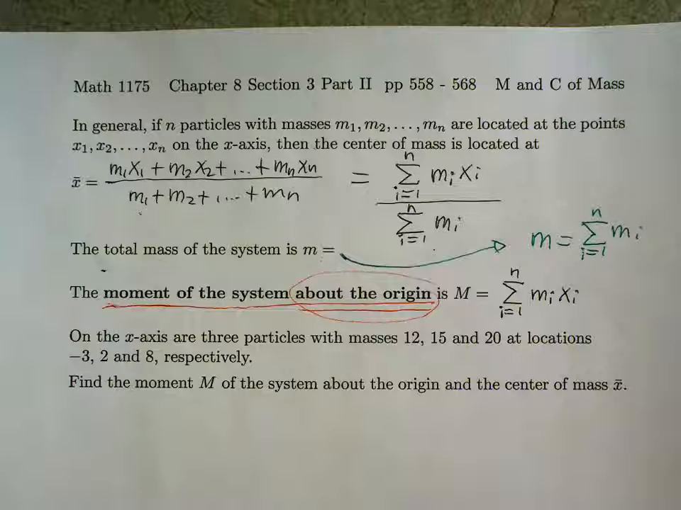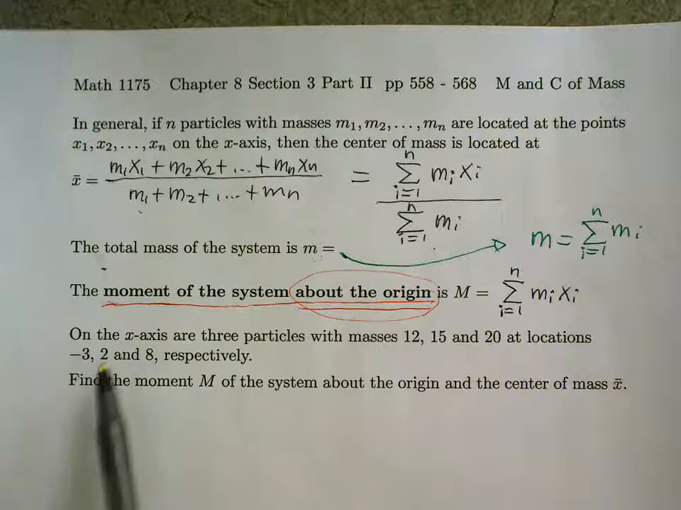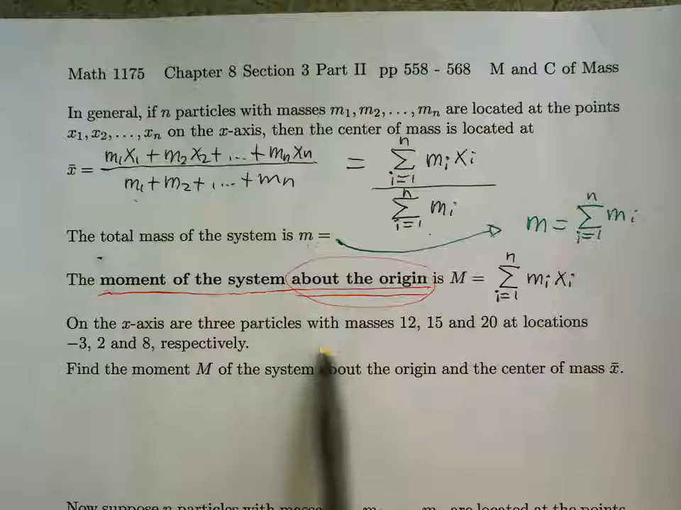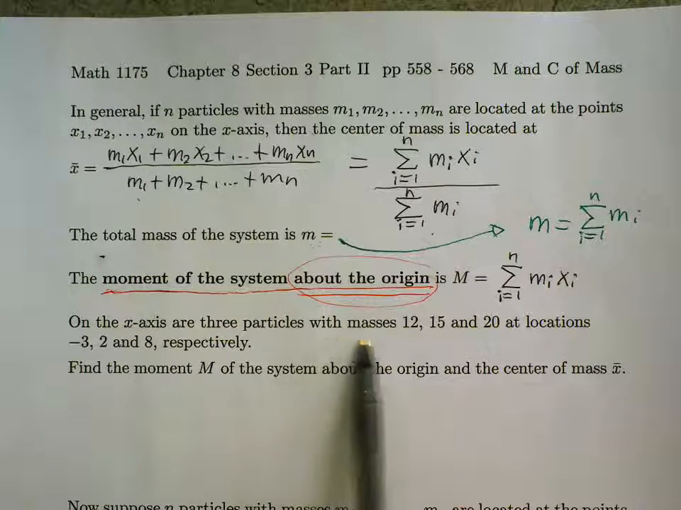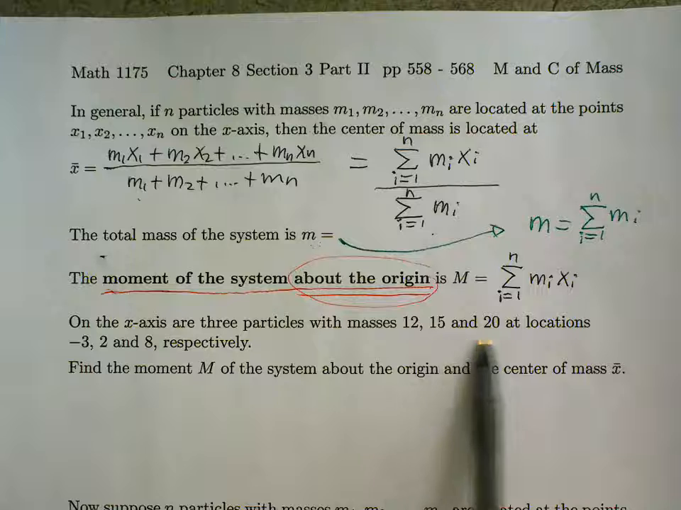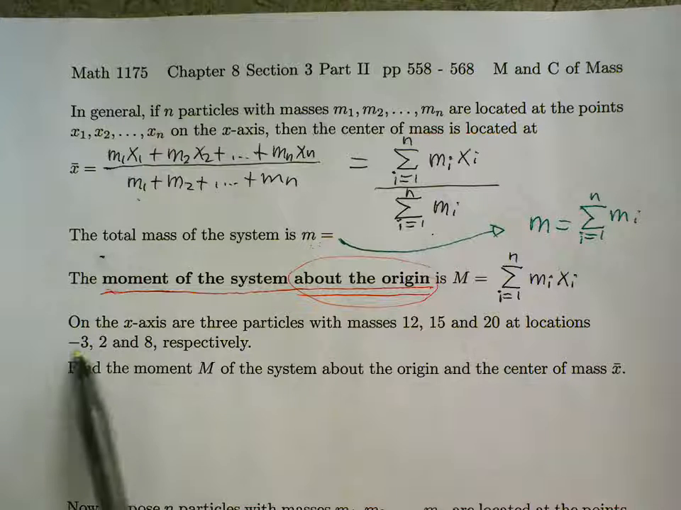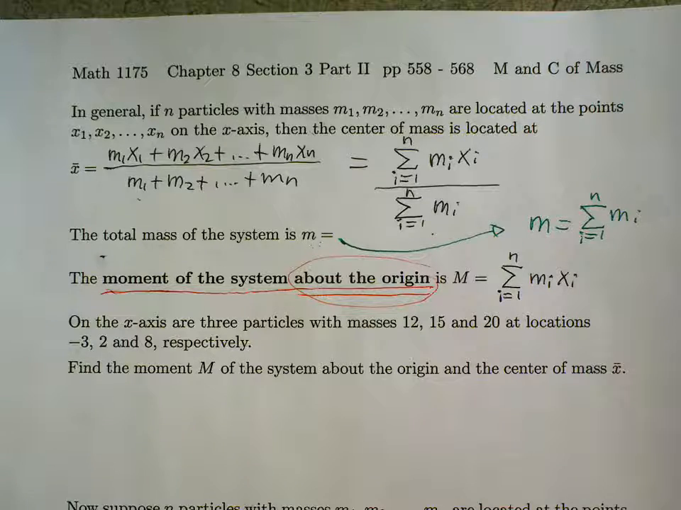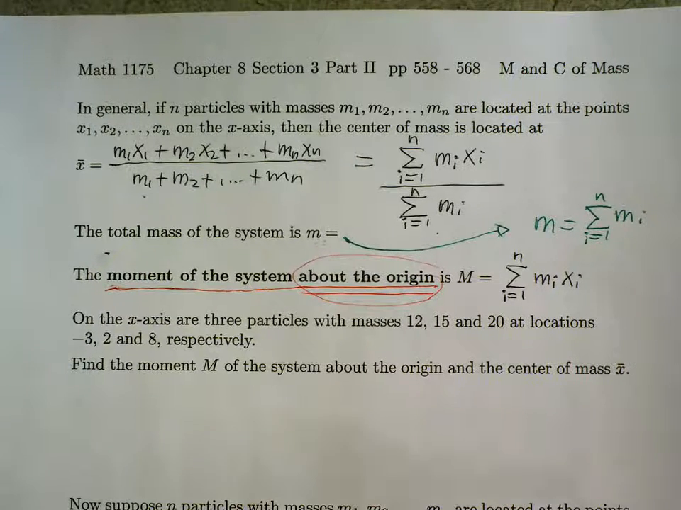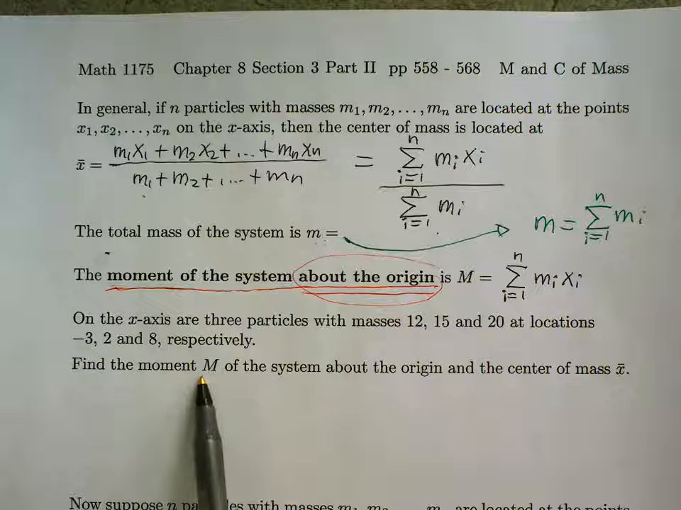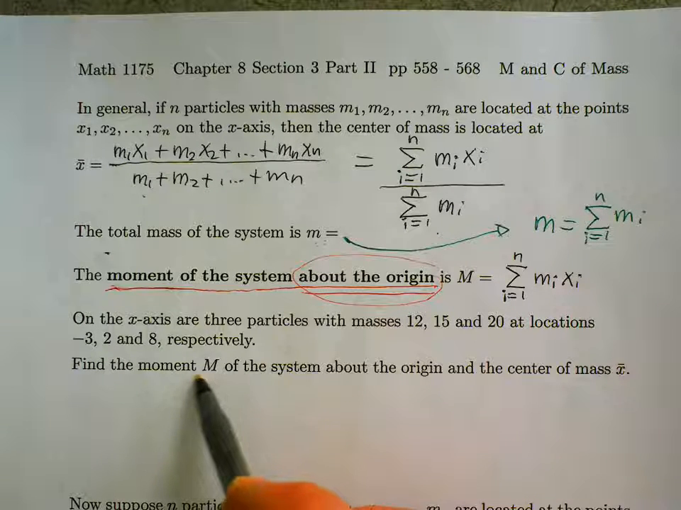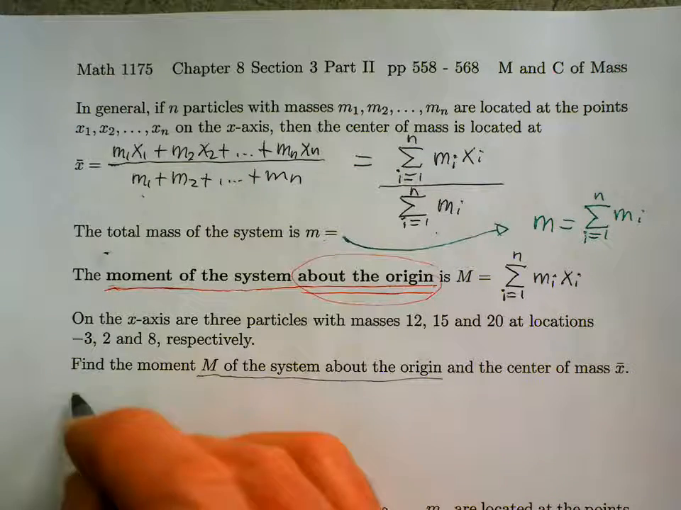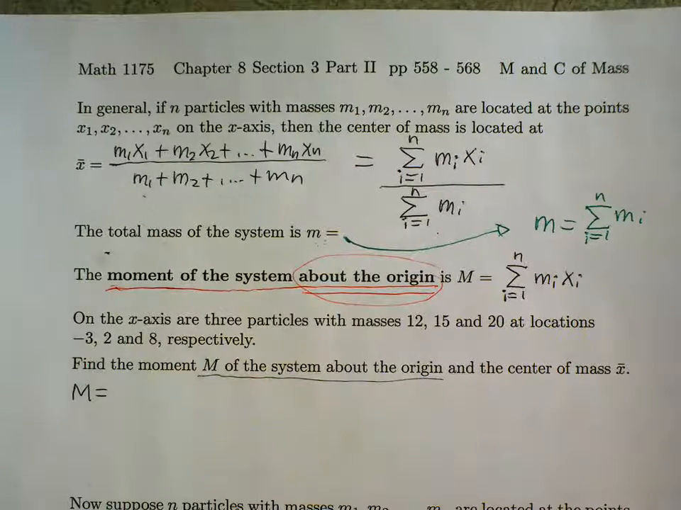Okay, let's do an example. On the x-axis are 3 particles with masses 12, 15, and 20 at locations -3, 2, and 8, respectively. Find the moment, capital M, of the system about the origin. So that just means add the individual moments.